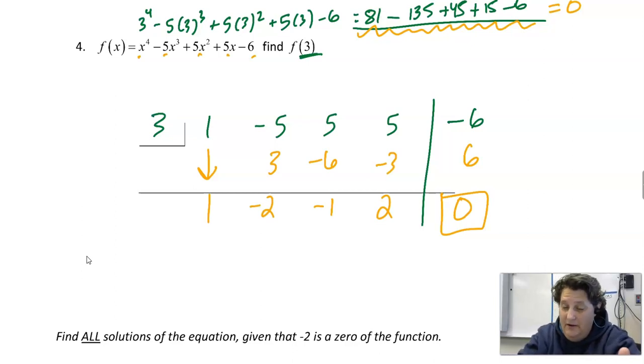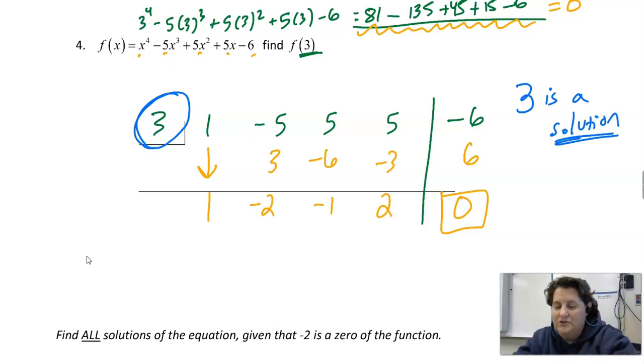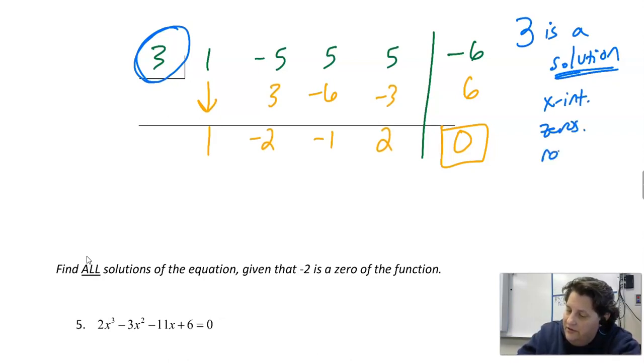Again, anytime you got a remainder of 0, I want you guys to remember a couple things, all right? That means that this number right here, 3, is a solution. You guys remember we've talked about this. What are other words for solution? Other words for solution are x-intercepts, zeros, and roots. Okay, x-intercepts, zeros, roots. 3 is a solution, which means 3 is also an x-intercept.